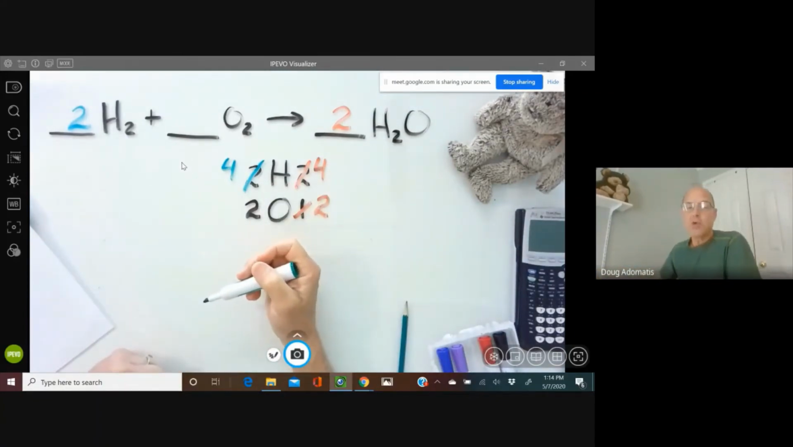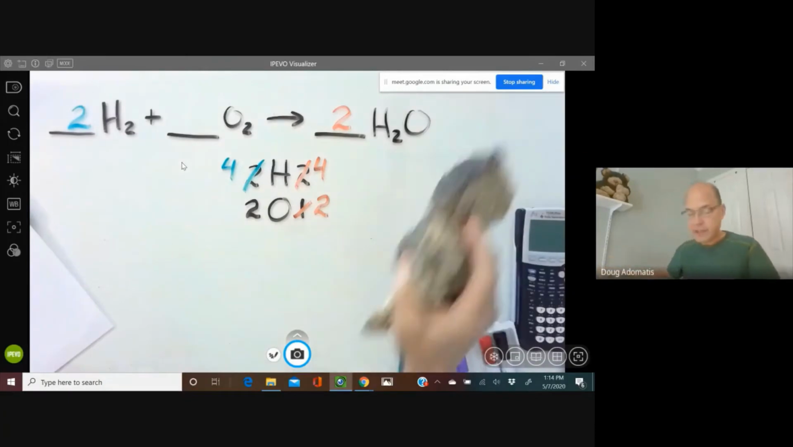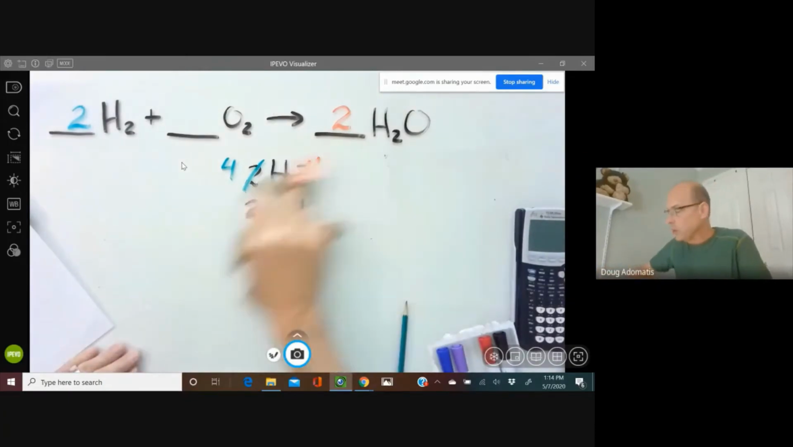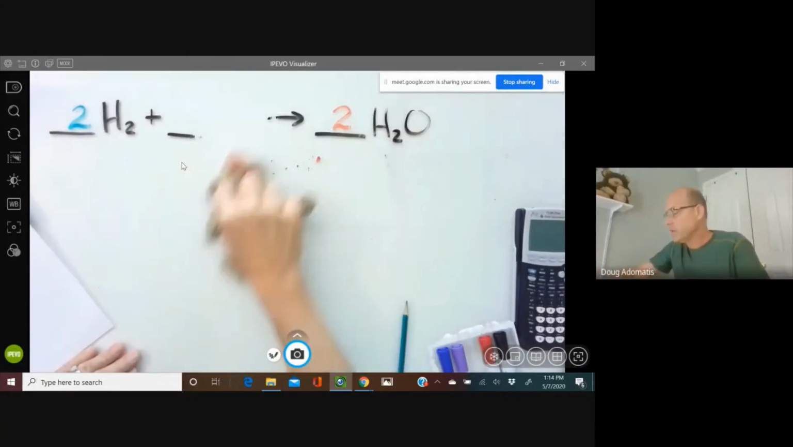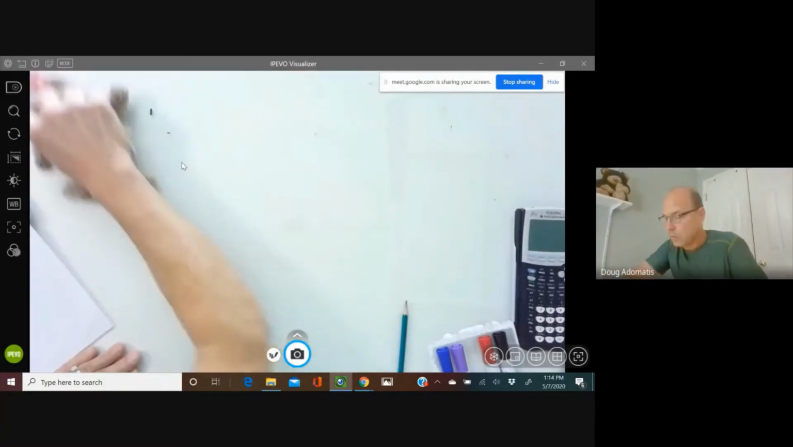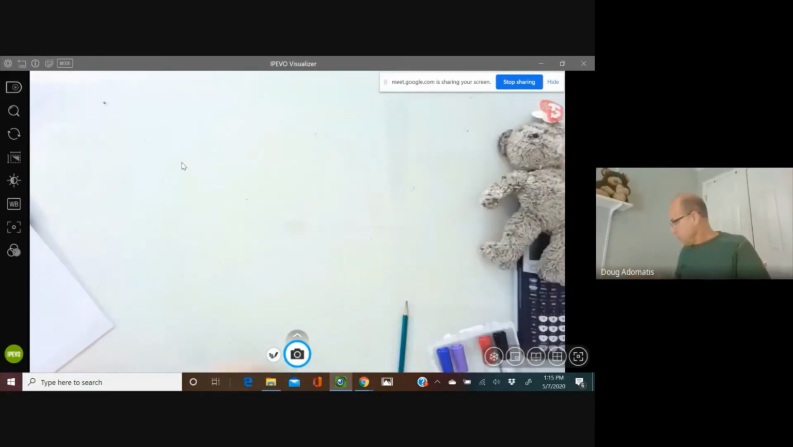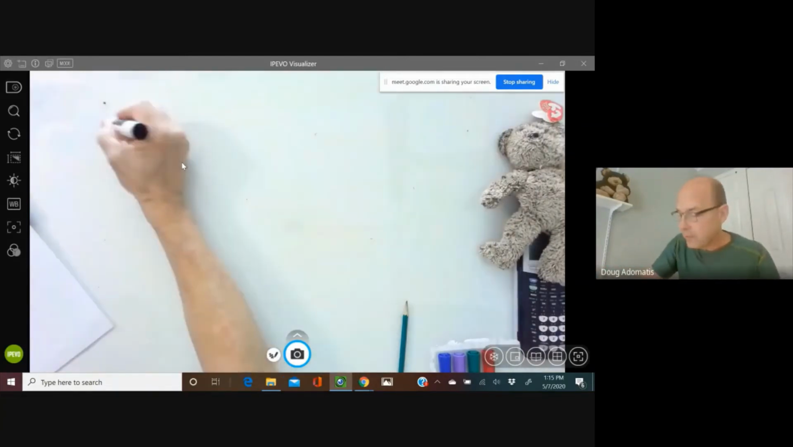So that is my strategy applied to one example. Let's do another one. I'll work a little bit more quickly because I'm not having to explain every single detail. Number 2 on the worksheet is another reaction that you might be familiar with.